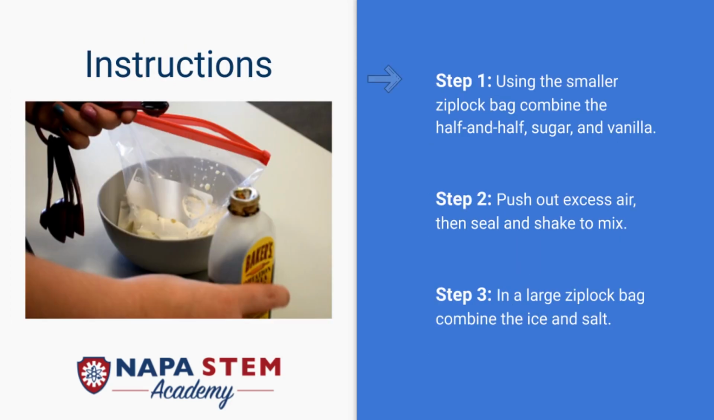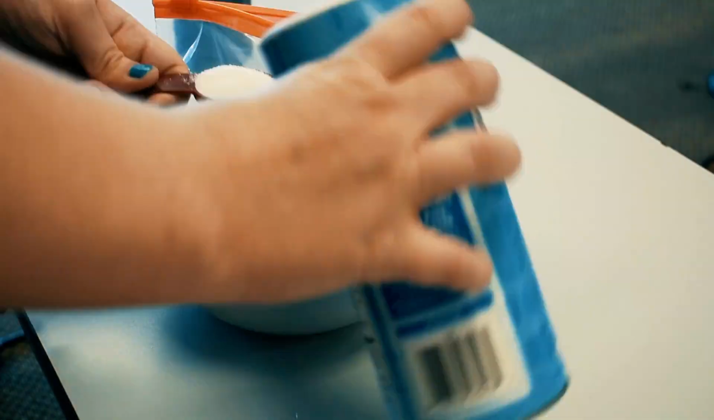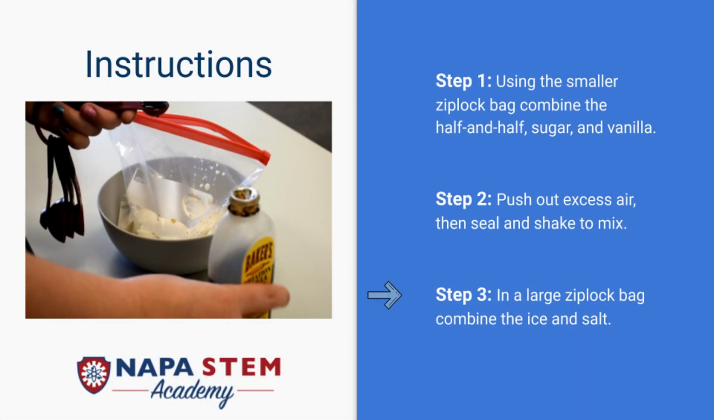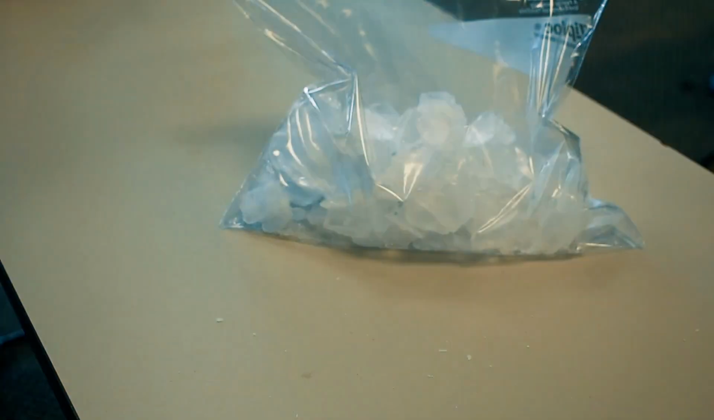To start off, we're going to use the smaller Ziploc bag to combine the half and half, the sugar, and the vanilla. Once it's all together in the bag, push out any excess air and then seal and shake to mix. Once that's done, you'll grab your big Ziploc bag and combine the ice and salt inside.